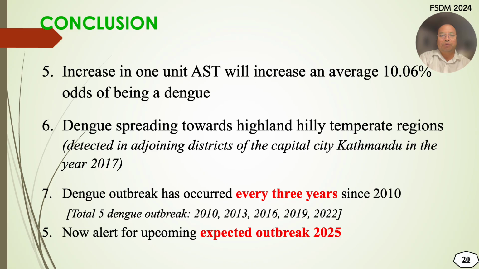Dengue is spreading towards the high-altitude, hilly temperate regions. Dengue outbreaks have occurred every 3 years since 2010. There were a total of 5 dengue outbreaks: 2010, 2013, 2016, 2019, 2022. Now there is an alert for the coming expected outbreak in 2025.